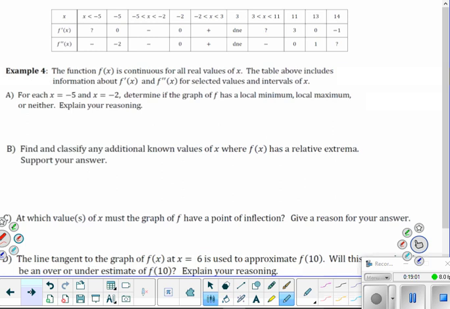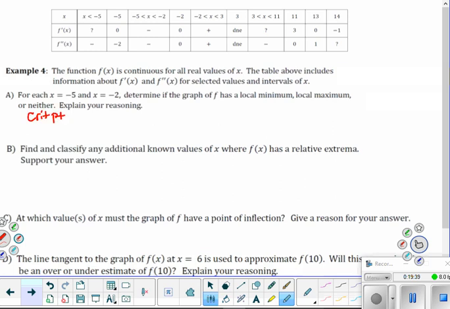Let's go to example 4. Ooh, this time we get a table, but these are probably my least favorite, where they have like positive, negative, just sketchy information. Hopefully it's enough for us to come up with stuff. The function f of x is continuous for all real values. The table above includes information about f prime, f double prime, and selected values in intervals of x. So for each x equals -5 and x equals -2, determine whether it's a local min or local max or neither. Explain your reasoning. So first off, there has to be a critical point, right?